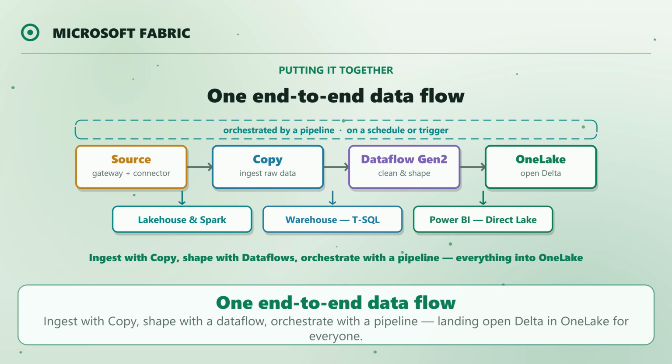And because the output is sitting in OneLake in open Delta format, every other Fabric workload can use it immediately with no extra copy and no export. Your Lakehouse and Spark notebooks read it. The warehouse queries it over T-SQL, and Power BI reads it live with Direct Lake. That's the shape of nearly every real Fabric solution you'll build. Ingest with copy, shape with Dataflows, orchestrate with a pipeline, all of it flowing into the OneLake that sits underneath everything.